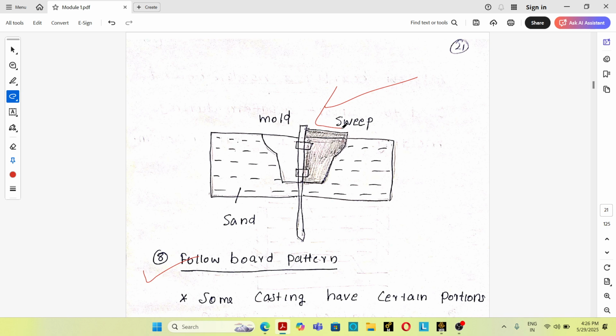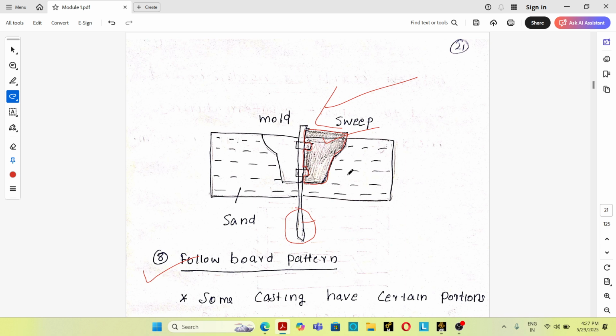The equipment consists of a vertical spindle. The sweep pattern consists of a vertical spindle, so this is the vertical spindle, and a wooden template called the sweep. The outer end of the sweep carries the contour corresponding to the shape of the casting. So this is the outer end of the sweep, which has the shape corresponding to the casting.